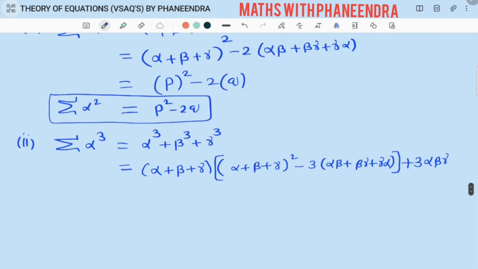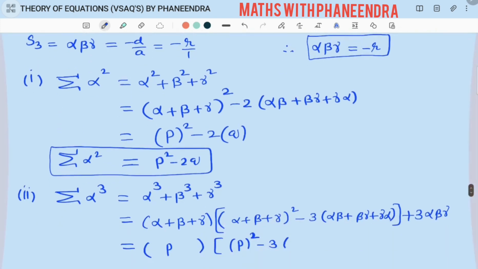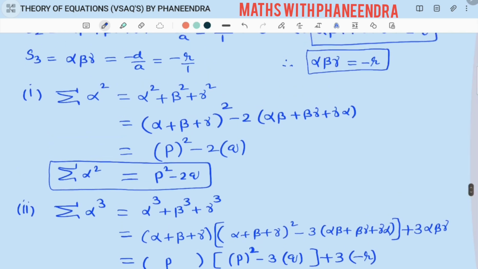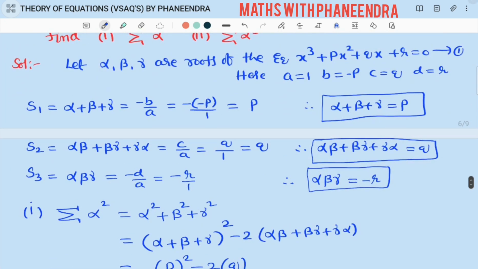So these respective values we know. Alpha plus beta plus gamma value is what? p. This value is also p square minus 3 into (alpha beta plus beta gamma plus gamma alpha), which is q, plus 3 into minus r, since alpha into beta into gamma is minus r. So which is equal to p into (p square minus 3q) minus 3r. Alpha plus beta plus gamma is p.